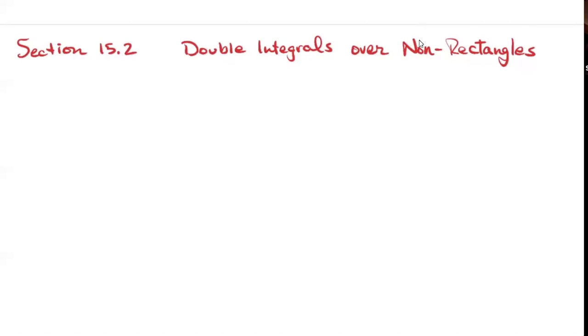Okay, so we're doing double integrals over regions that are not rectangles in 15.2. And basically there's going to be two scenarios. So I think they call them type 1 and type 2. So there's something called a type 1 region. And then there's a type 2 region.